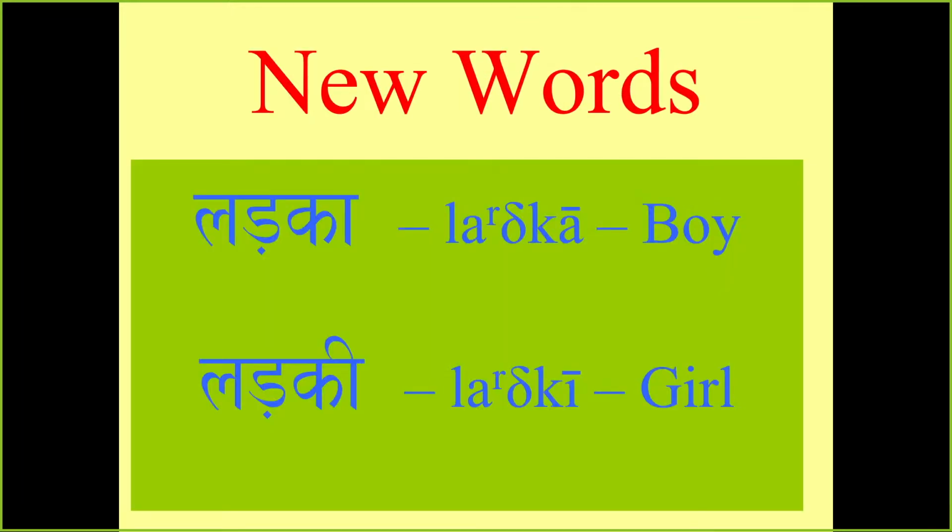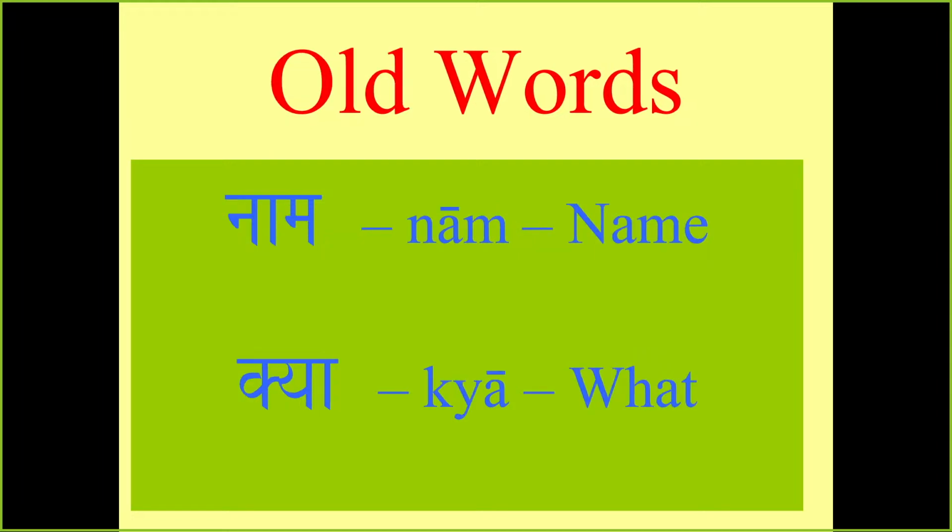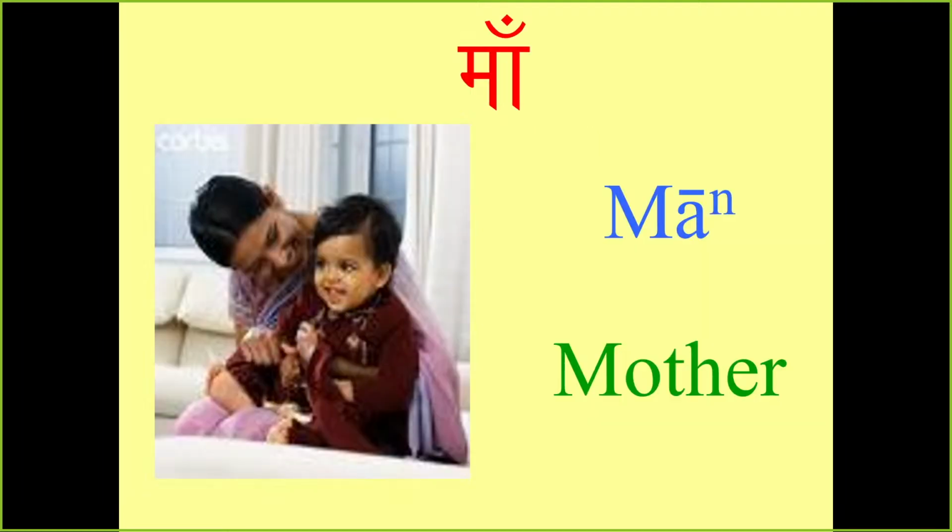So we have two more words. लड़का is a boy and लड़की is a girl. Okay, and then we also did naam is name and kya is what. So let's go to the next part of this chapter, which till now we were reviewing what we did 2 weeks back. So let's go with Kavinav now.